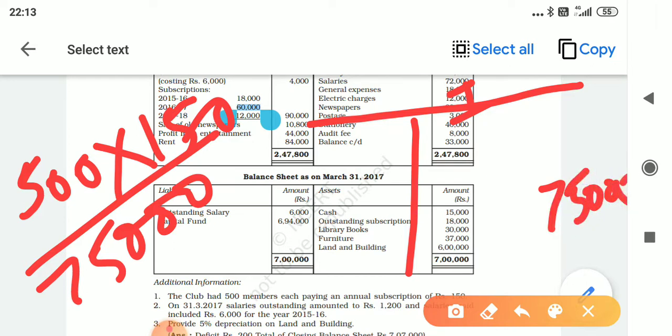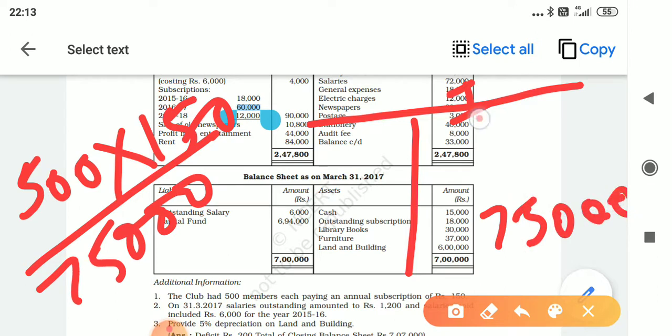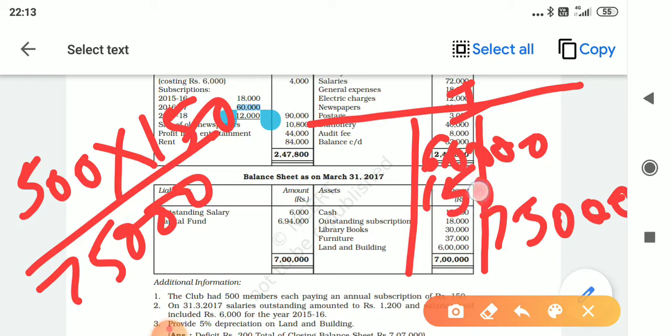Okay. It's not visible. 75,000 in the outer column. Then in the inner column you have to show 60,000 received. So 60,000 and 75,000 balance 15,000 is current year's outstanding.